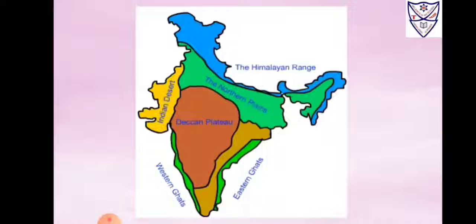As you can see, the map below shows us these 6 regions in different colors. Number 1, the Northern Mountains. Number 2, the Northern Plains. Number 3, the Great Indian Desert. Number 4, the Southern Plateau. Number 5, the Coastal Plains. Number 6, the Island regions.